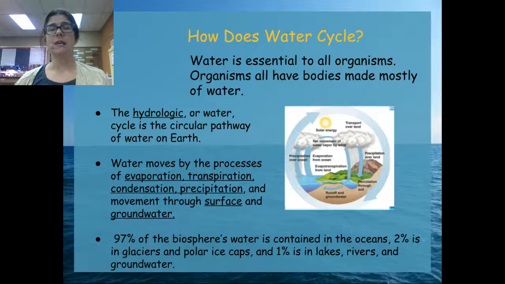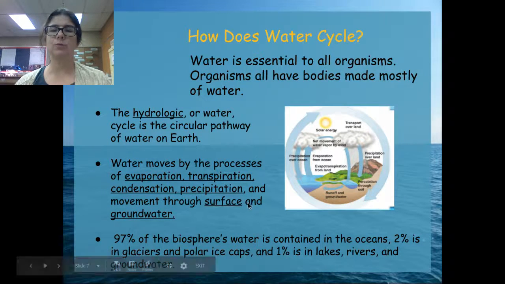We have another cycle that's common called the water cycle. The water cycle is probably the first type of cycle that you learned about. It's essential to all organisms. Organisms all have bodies that are made mostly of water. So the water cycle is also called the hydrologic cycle, hydro for water. It, again, is a cycle where it changes form, but it can be returned to different parts here. It moves by the process of evaporation, transpiration, condensation, precipitation, and movement through surface and groundwater.